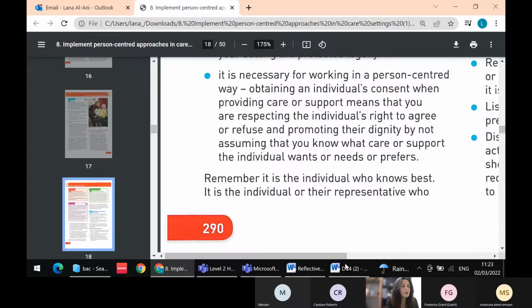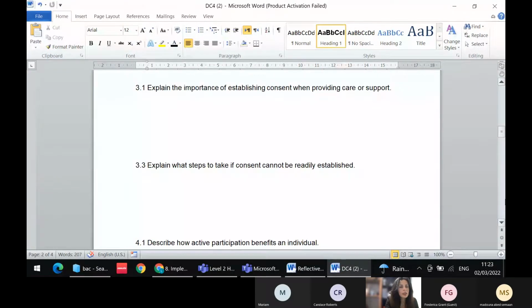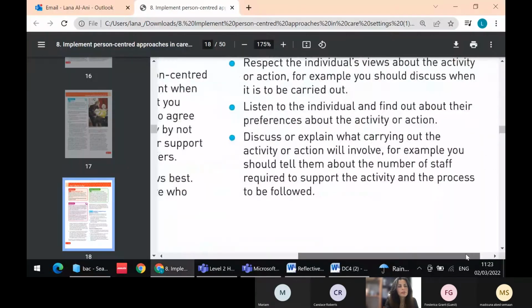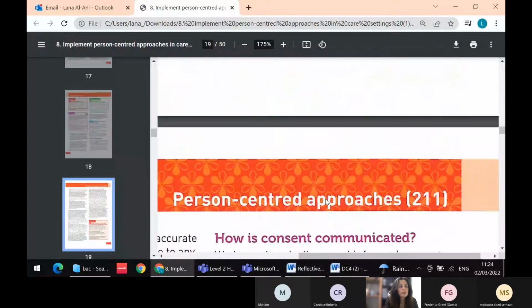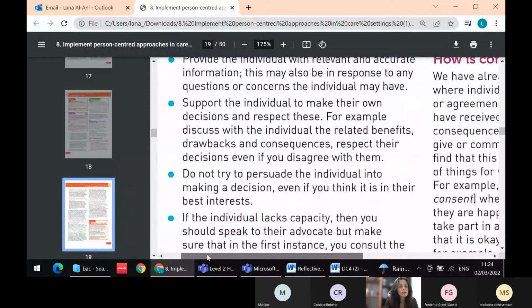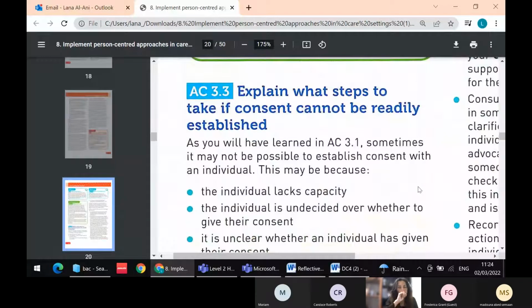Now 3.3: explain what steps to take if consent cannot be readily established. We kind of spoke about it, how to answer this. So why can't we establish consent? Can you think about reasons?